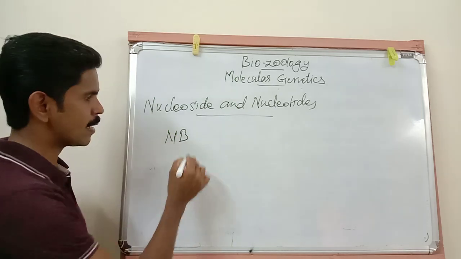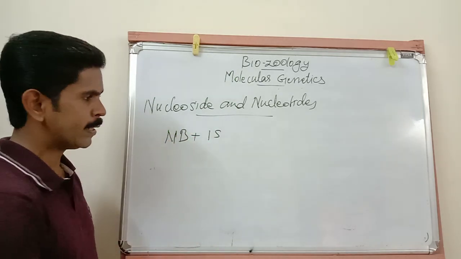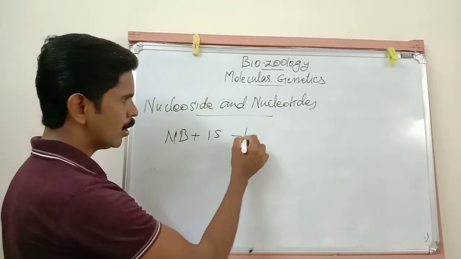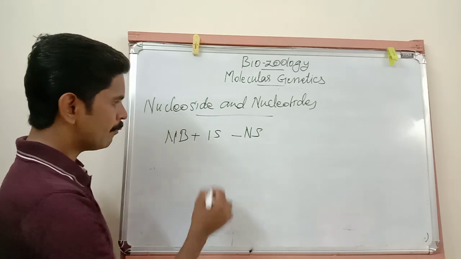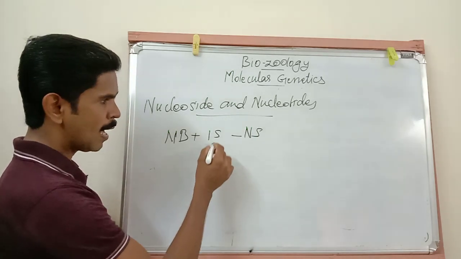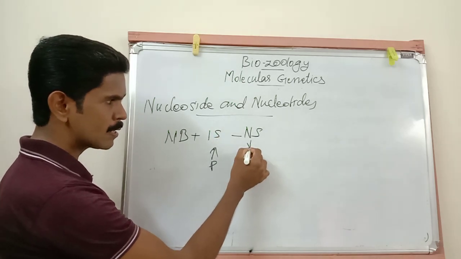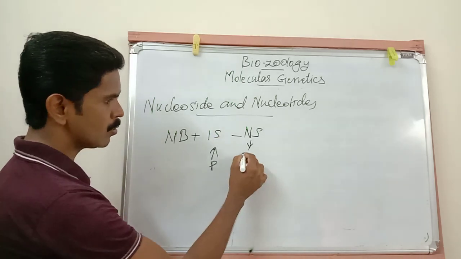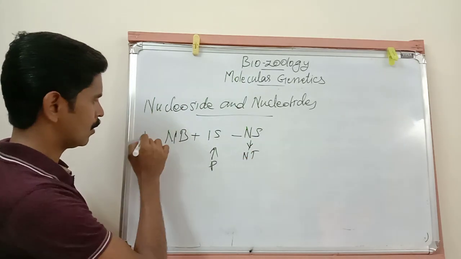This nitrogenous base is linked with one sugar molecule. Immediately it is converted into nucleoside. NS means nucleoside. Understand? When one phosphate is added with or linked with the same sugar, immediately this nucleoside is converted into nucleotide. This is the first point about this topic.